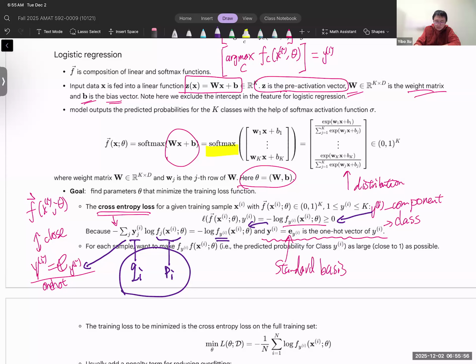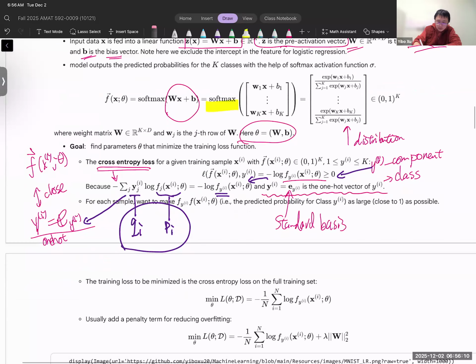So this gives you a loss function. Essentially for each individual data point with index i, from one all the way down to capital N, you will have a loss function. Essentially you're summing over all these losses. So minimize this empirical loss, summing over all the losses.